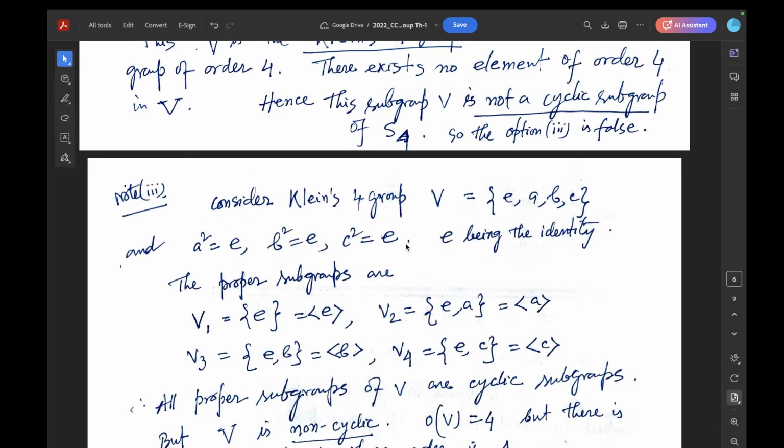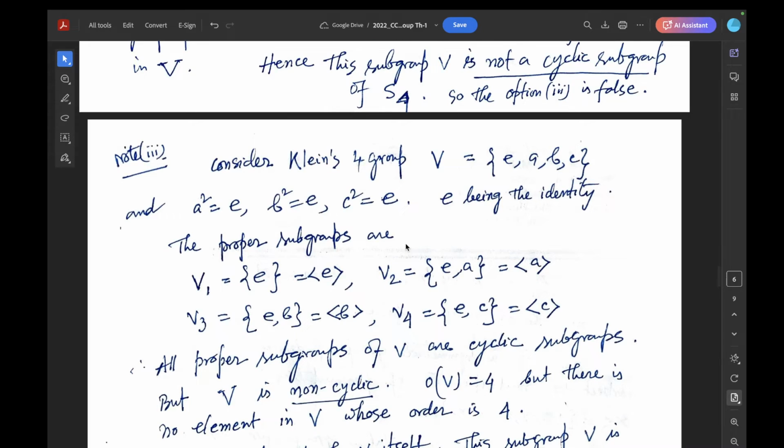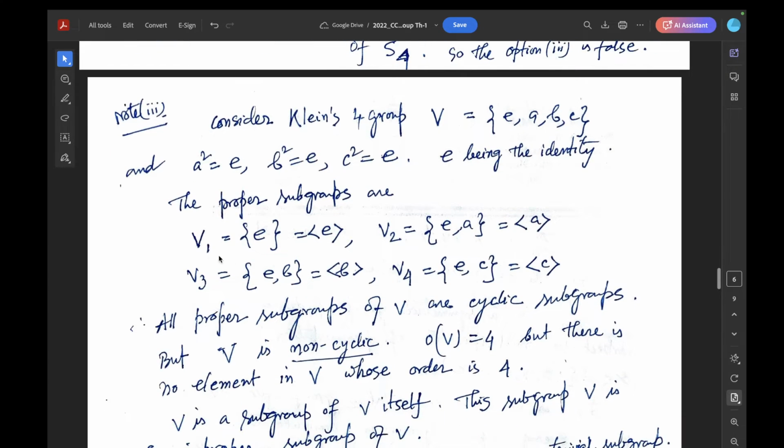Every element, the order of every element is 2 except the identity. The proper subgroups are B1, the singleton set {e}, generated by e, a cyclic subgroup. B2, the set {e, a}, the cyclic subgroup generated by a. B3, the cyclic subgroup generated by b. B4, the cyclic subgroup generated by c.